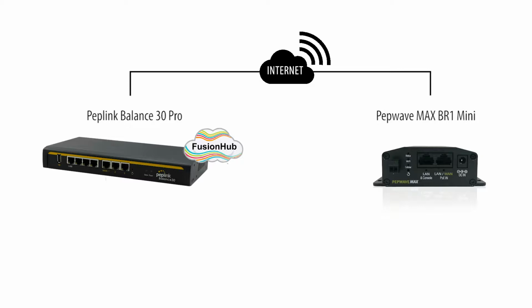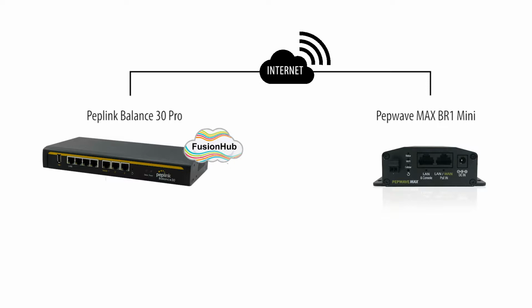multiple mobile 4G routers. Instead of the balance router, a Fusion Hub could also be used, which is a virtual appliance instead of a physical one, like the balance series routers. We have already set up our balance router in our data center to receive our connection. Setting up the balance router, or Fusion Hub, is the same as configuring a PepWave mobile 4G router. In this test, we will be using a PepWave Max PL1 Mini.